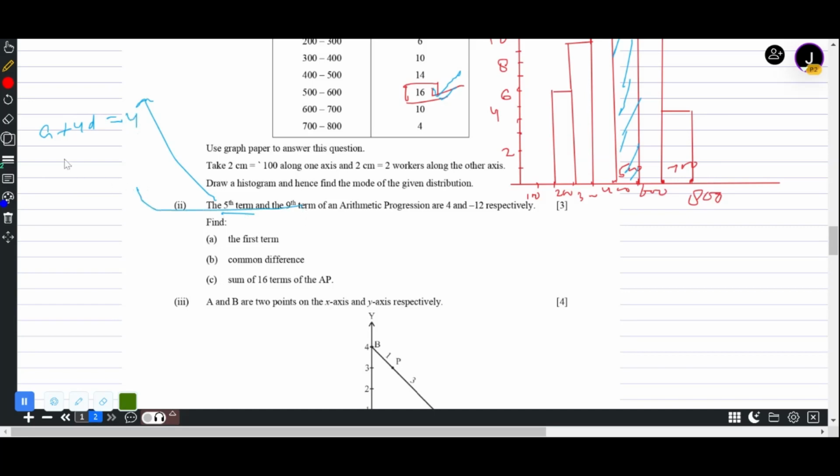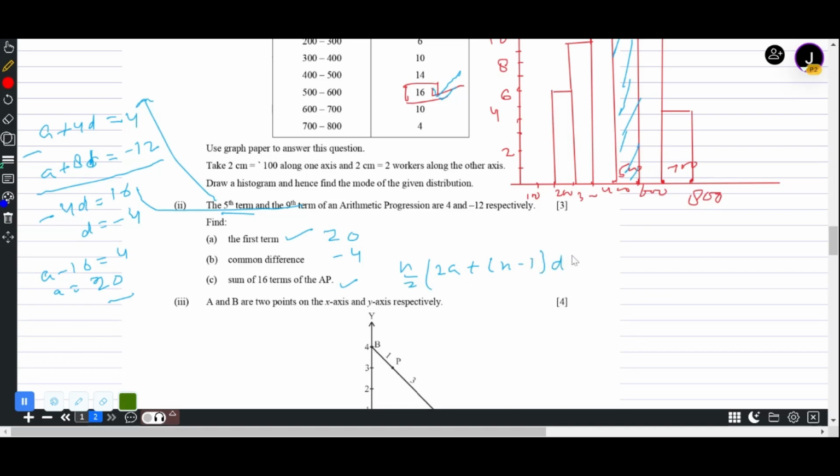So the fifth term is a plus 4d, and the ninth term is a plus 8d. So we have two equations now. We have two variables a and d, and for solving two variables you need two equations. We have solved it using linear equations, elimination method or substitution method, or whatever you find better, you can use that here. I have simply done subtraction. So what I got after subtraction is 4d is equal to minus 16. So d is equal to minus 4.